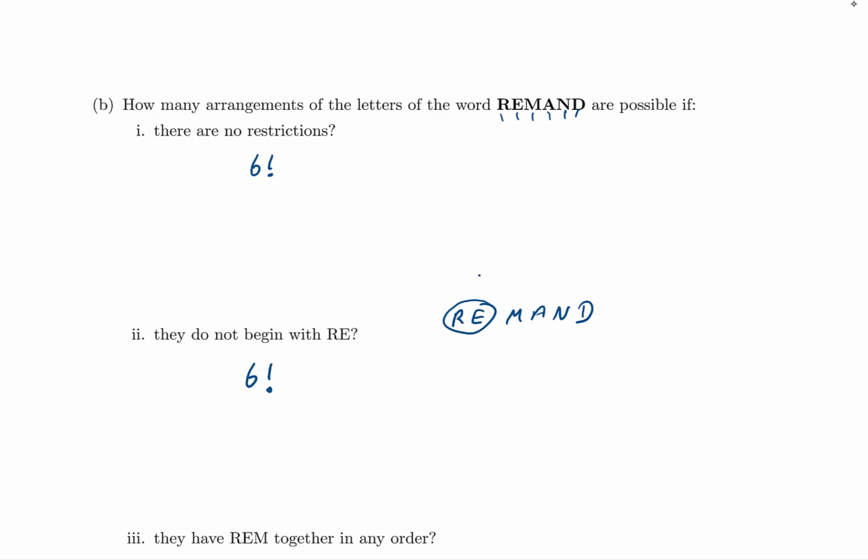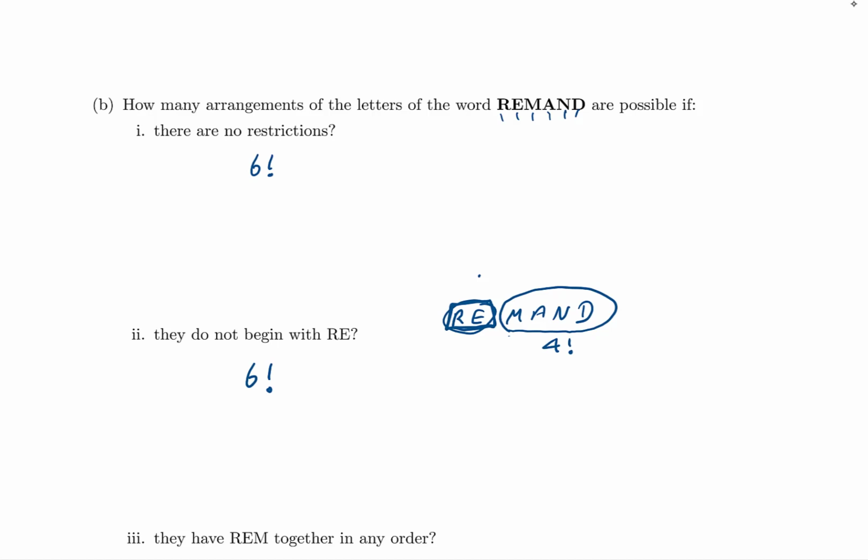Suppose they begin with RE. So RE here is fixed, so it doesn't change. Now, how many different ways can we arrange these 4 letters? Again, think of RE as RE, both letters at the beginning. Now we need to change these 4 letters. How many ways do we have? It is 4 different ways. That is the only case we should subtract.